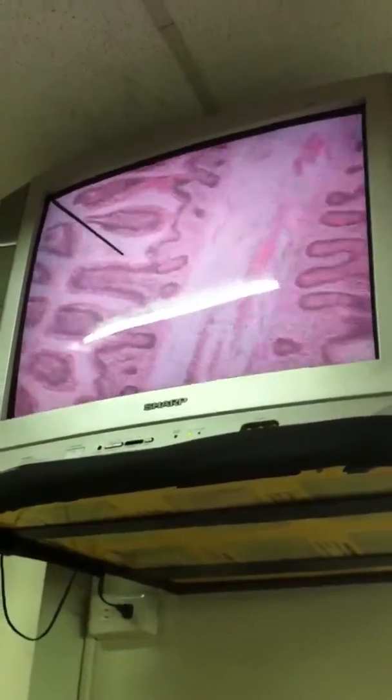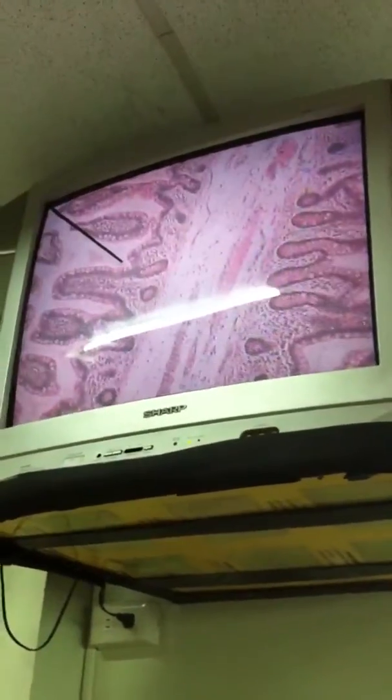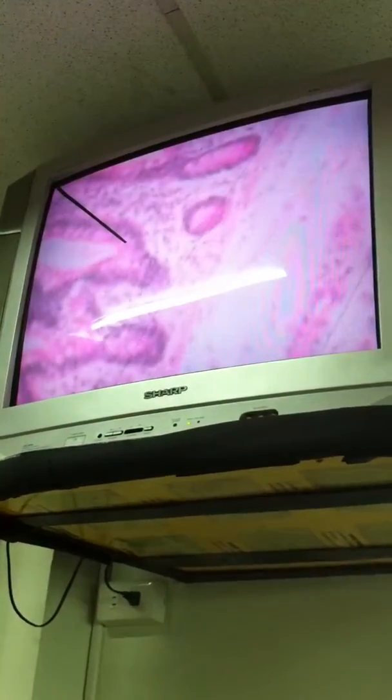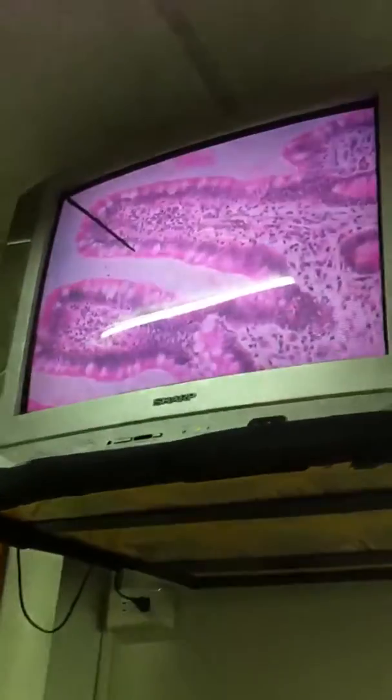Villi are finger-like projections of the mucosa. So this is another villi. So let's shift to a higher magnification, to a villi. So now I'm shifting to low power. Earlier it was scanner view, focusing on the villi at greater detail.